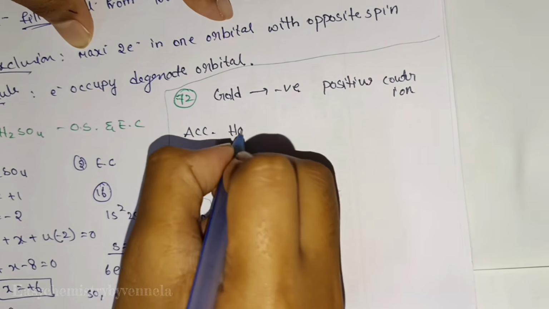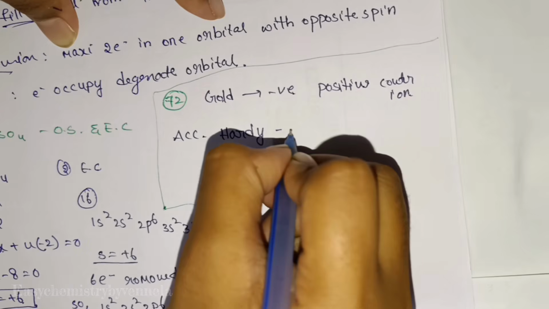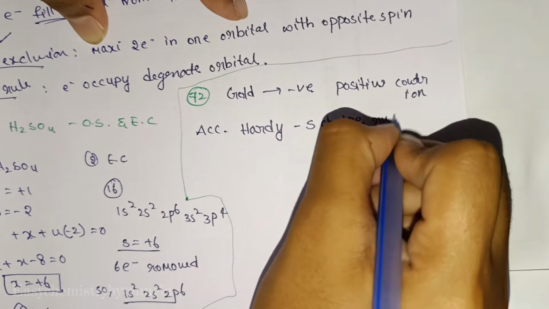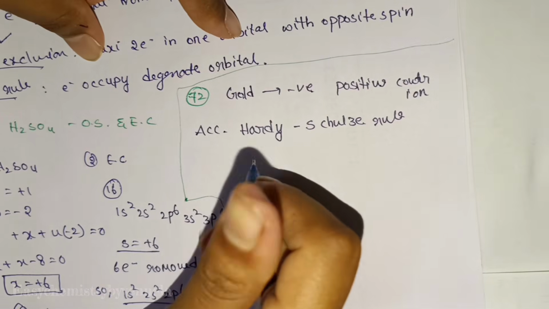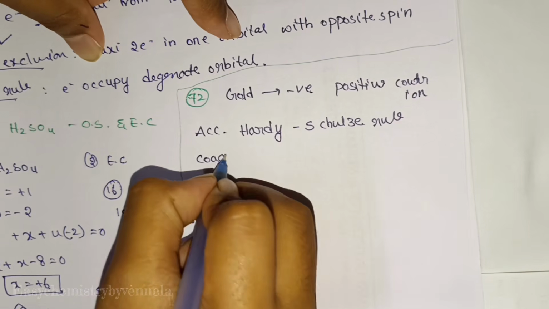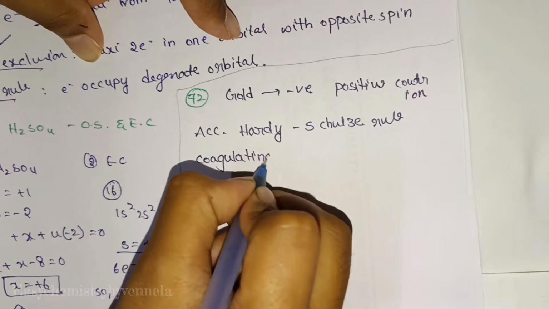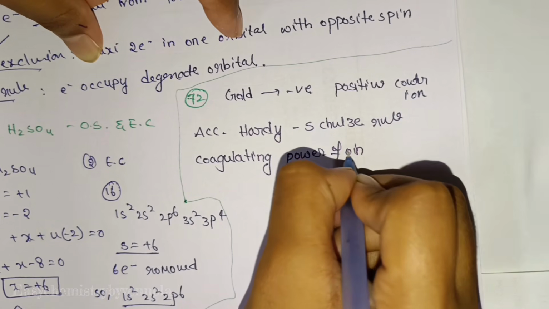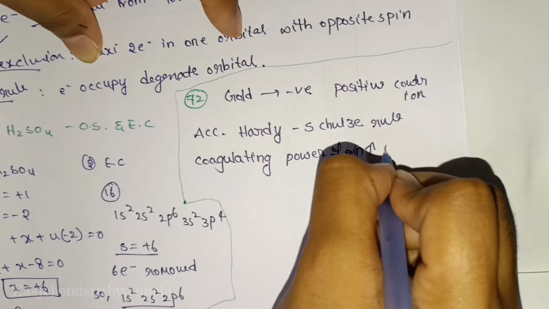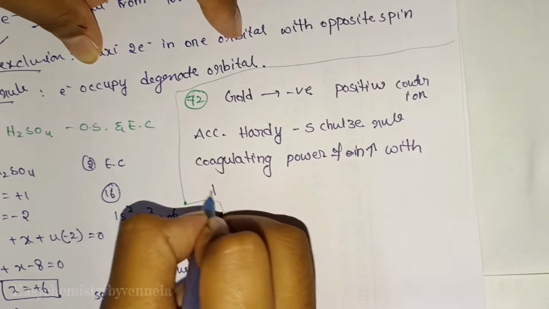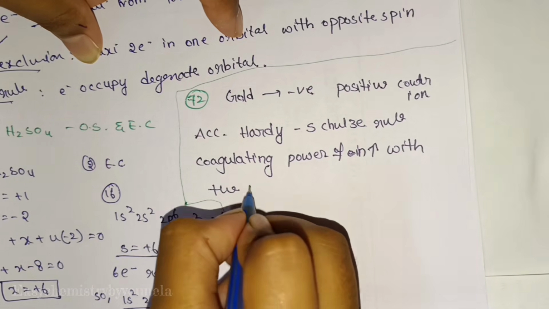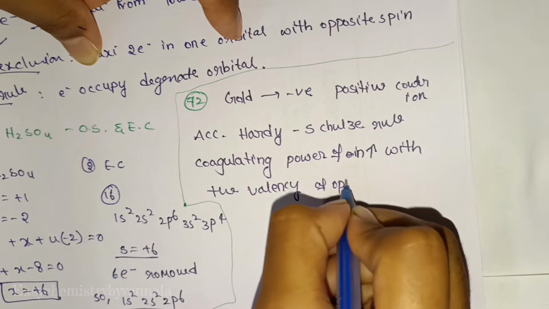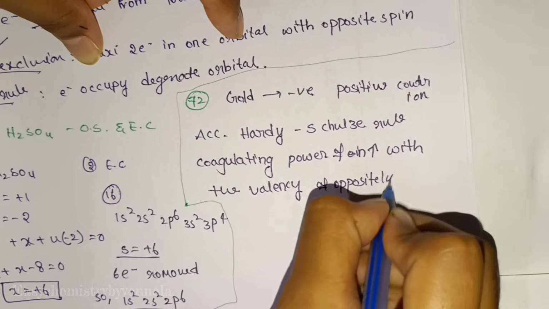According to the Hardy-Schulze rule, the coagulating power of an ion increases with the valency of the oppositely charged ion.